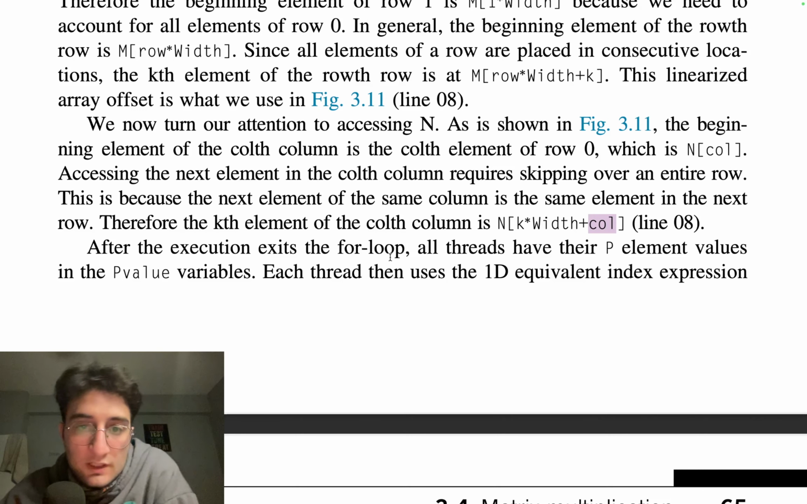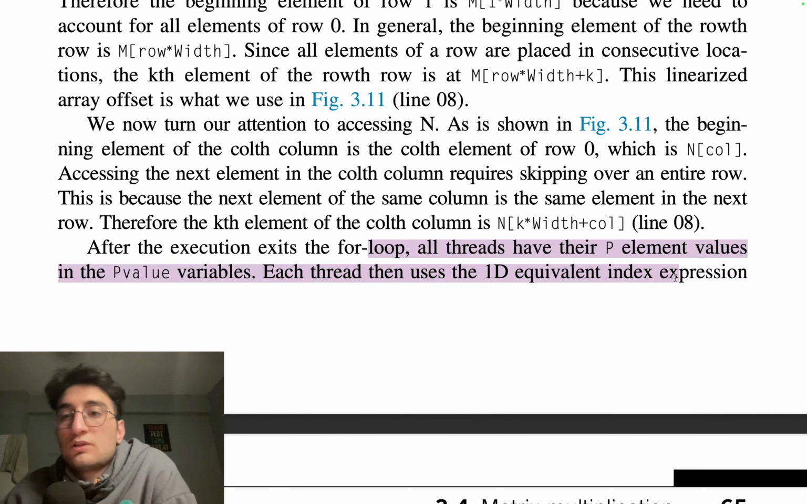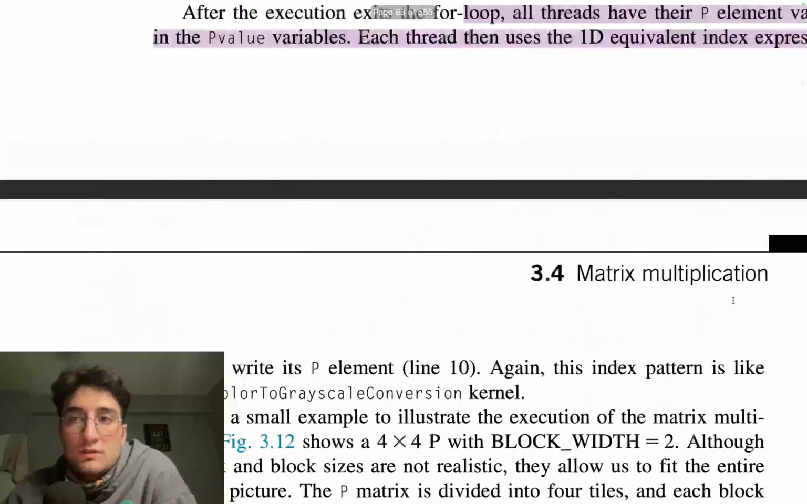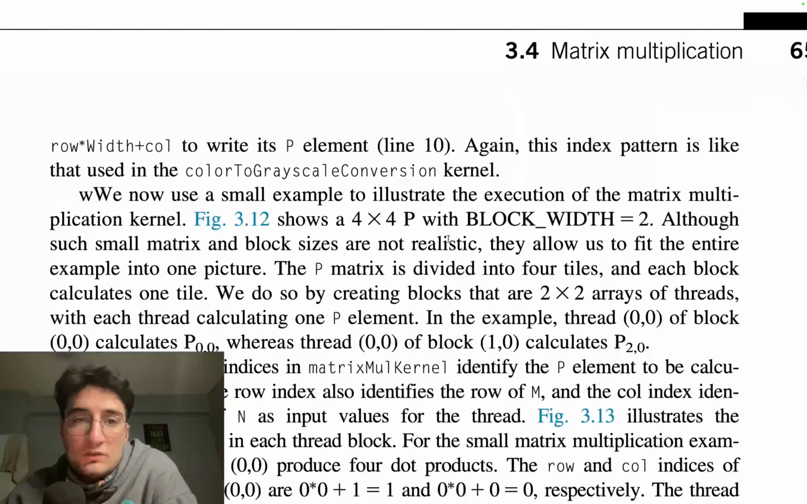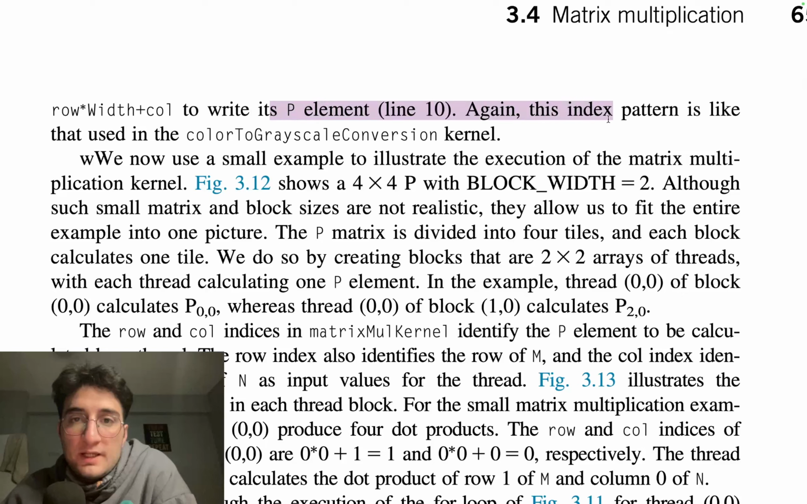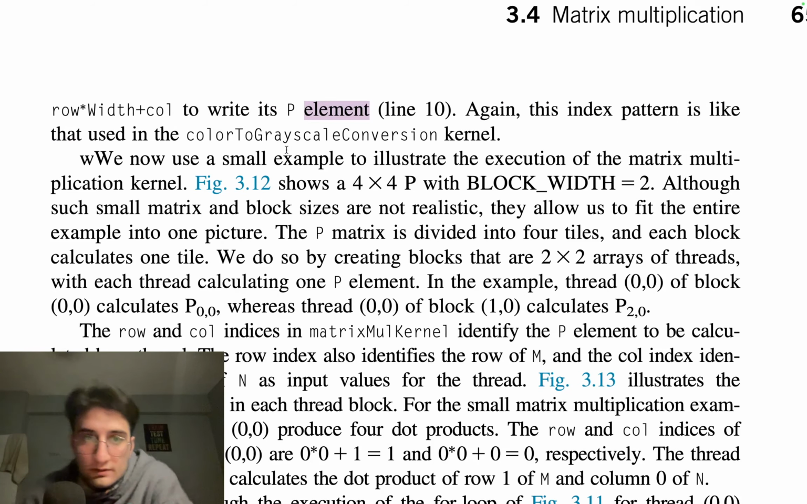After execution exits the for loop, all threads have their P element values in the Pvalue variables. Each thread then uses the 1D index expression row times width plus col to write its P element. Again, this index pattern is like that used in the color to grayscale conversion kernel.